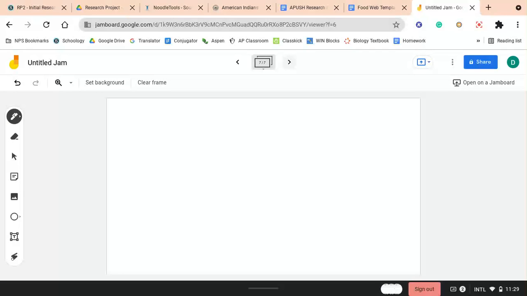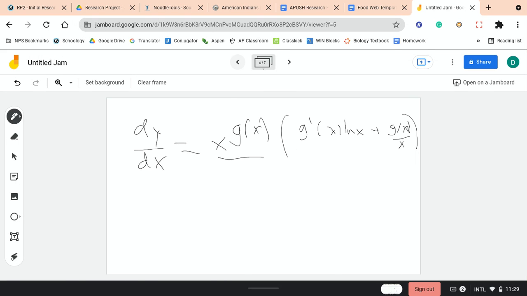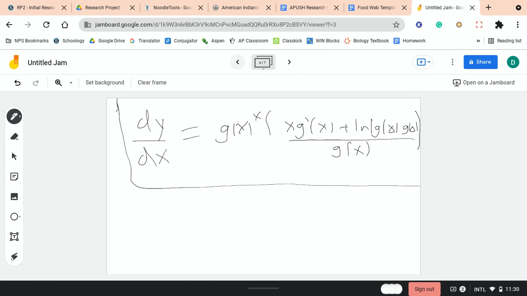So to summarize, I will not summarize because I don't want to go back and rewrite the equations. You can just go back to the original part of the video and see the equation there. But that's the derivative of x to the g of x. We used implicit differentiation to figure out dy over dx, and it gave us this equation. And we found the derivative of g of x to the x using implicit differentiation as well.